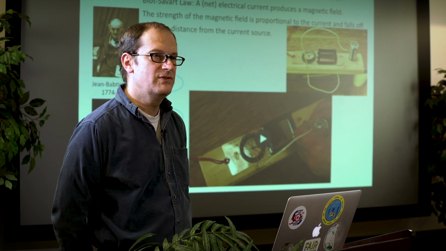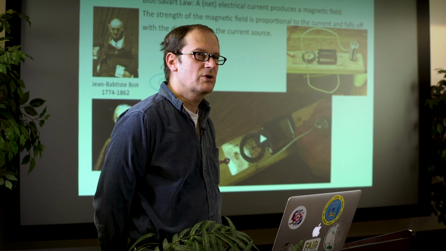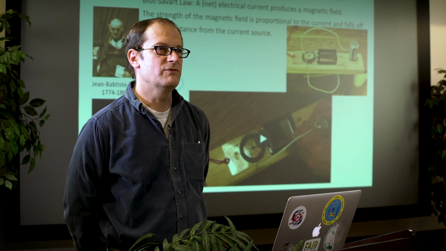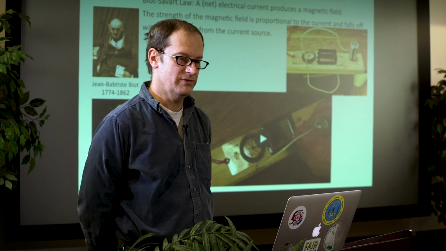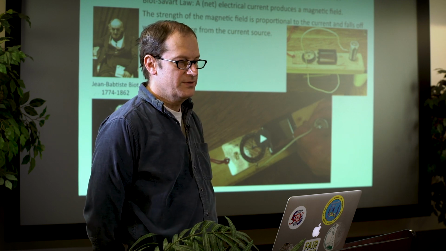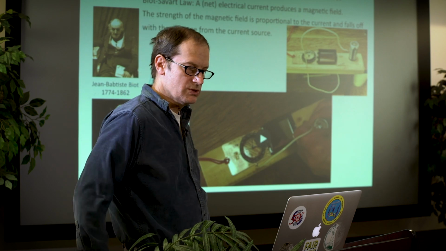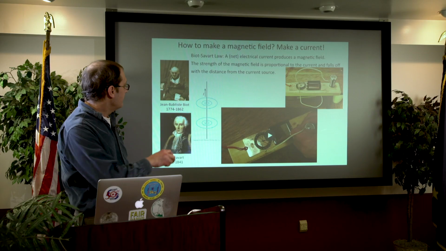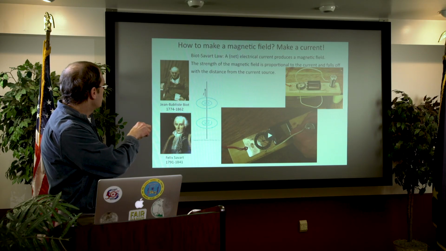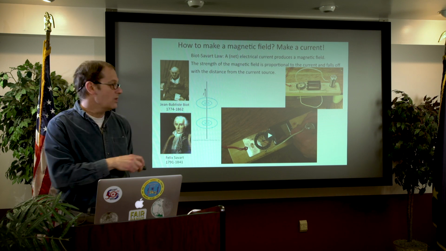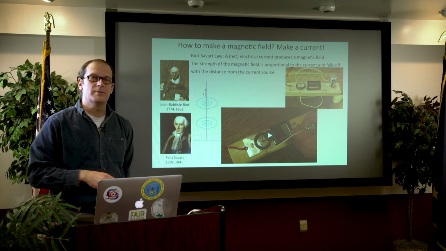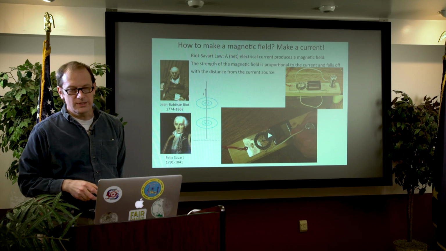The strength of the magnetic field that's produced is proportional to the current that's flowing. So if you have a small current, you get a small field. If you double that current, you double the field. And it also falls off with distance from the current source. So if you measure the magnetic field right next to, say, this wire here that we're showing, you're going to have a very strong field, whereas if you go a couple of meters away, you might not even be able to measure that.